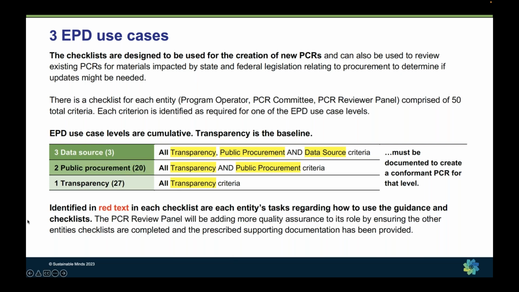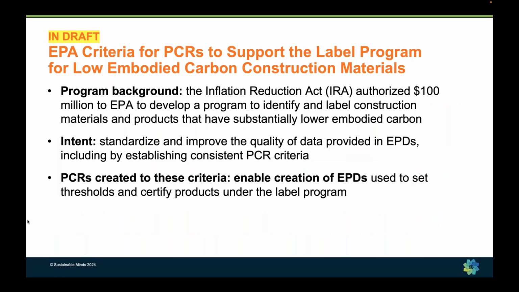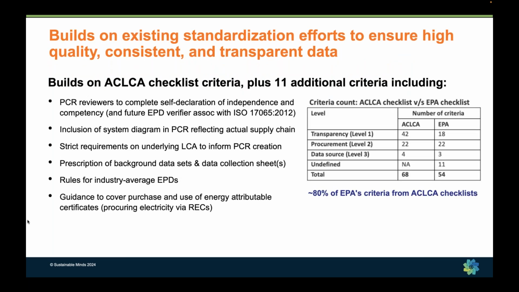So it was great we got the ACLCA open standard done in advance of the IRA and EPA grant program and their lower embodied carbon labeling program, because when they did their research looking to how do we standardize PCRs so that we can know what PCR is actually reliable to make EPDs that we can rely on to make procurement decisions, they took the ACLCA open standard into their consideration and ultimately adopted it largely in total and added 11 additional criteria that would help standardize the way carbon gets accounted for.